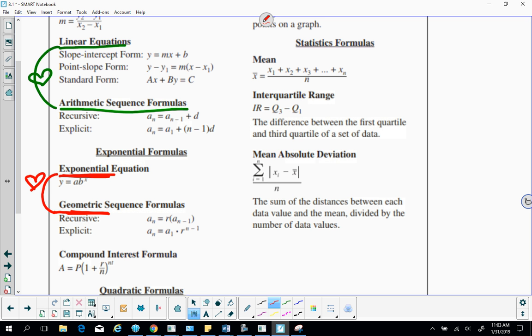So make some little notes, whatever you want to do, color code it on the sheet that you have in front of you. That's yours, so you can color code, highlight. You're just showing yourself that arithmetic and linear are the same, and geometric and exponential are the same. You have that sheet right in front of you, so make sure you grab it.